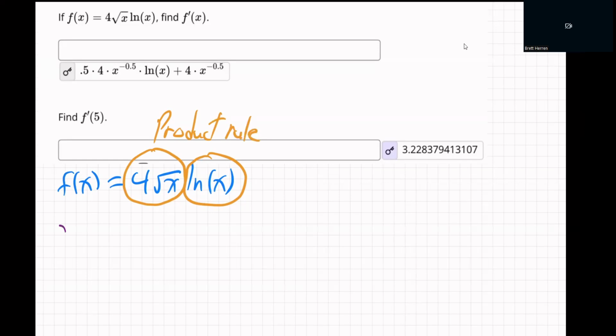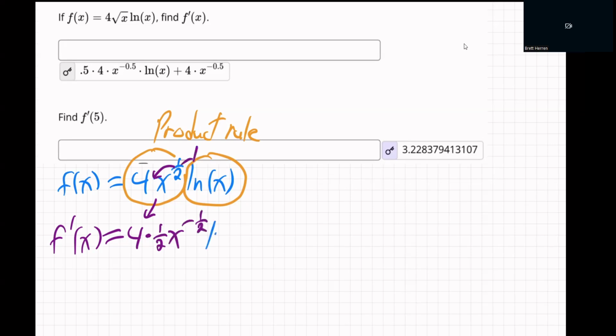So here we go. I'm going to do the first one. The 4 just sits there. Now, what about the square root of x? Well, remember, square root of x you could rewrite as x to the half power. That'll be a lot easier, right? Roots are half powers. So just bring that half power down and then subtract 1 from the power.